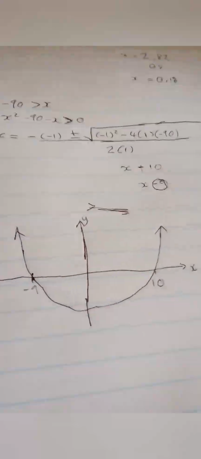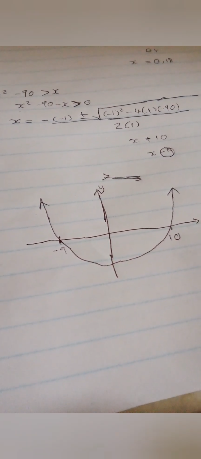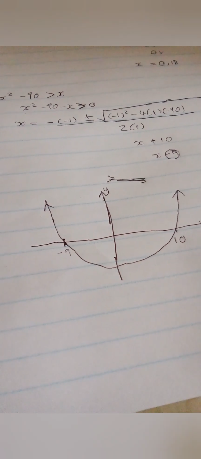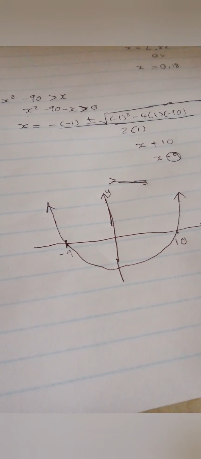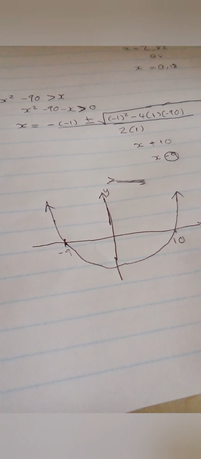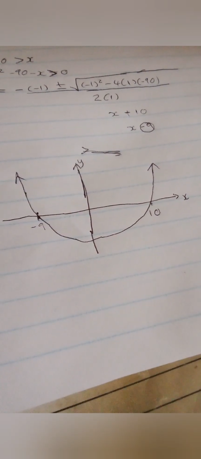Now we have to write the final answer. This is not the final answer, but it is something that can help us to write the final answer. What are we going to do now? Looking at this question, since the graph is concaving up, our x values will move in this direction and in this direction.